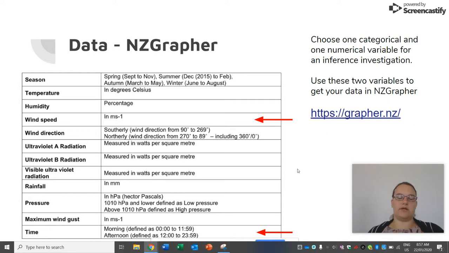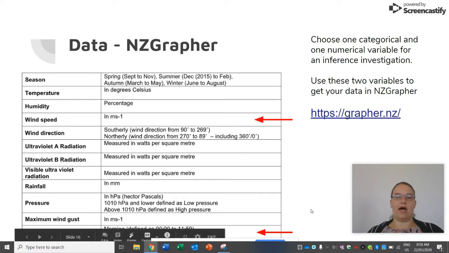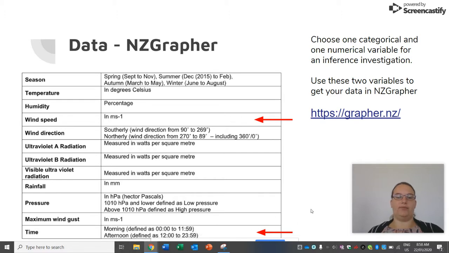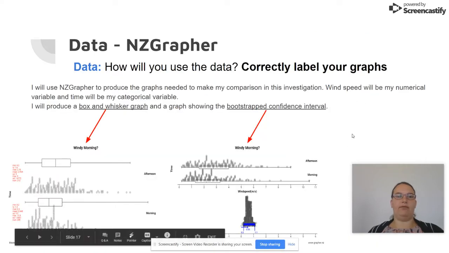For the purposes of this particular part of our instructions, I've chosen wind speed as my numerical variable and time as my categorical variable, which is split into morning and afternoon. So it's two categories of morning and afternoon. I will use these to produce the correct graphs. Now, the correct graphs that we have need to be labeled, okay?